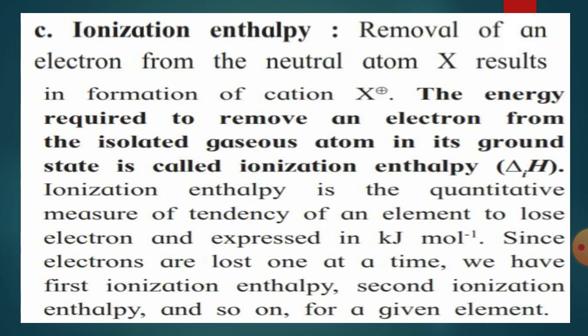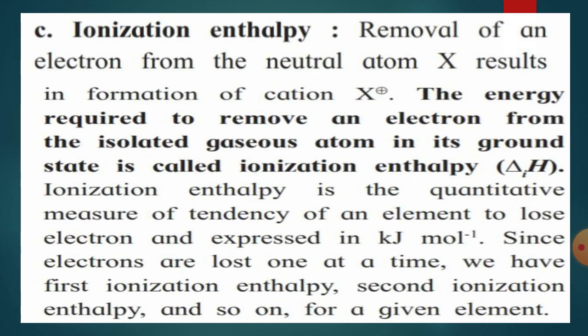What is ionization enthalpy, students? It is the energy required to remove an electron from the isolated gaseous atom in its ground state, and it is expressed in kilojoule per mole. Since electrons are lost one at a time, only one electron is taken out, then successively the second, third, and so on. So we have first ionization enthalpy, second ionization enthalpy, and so on for a given element.